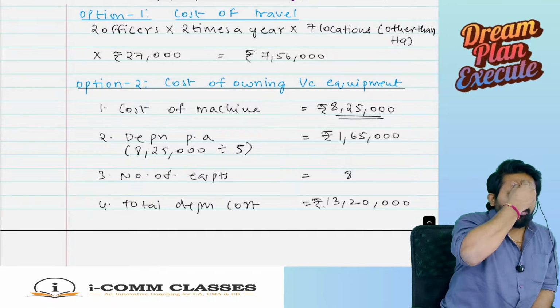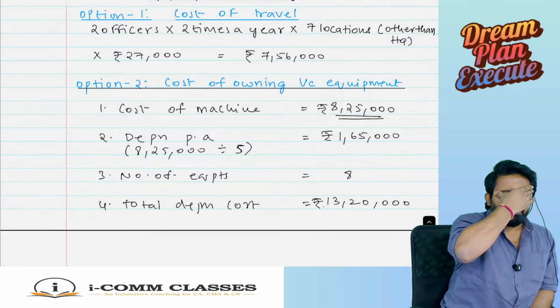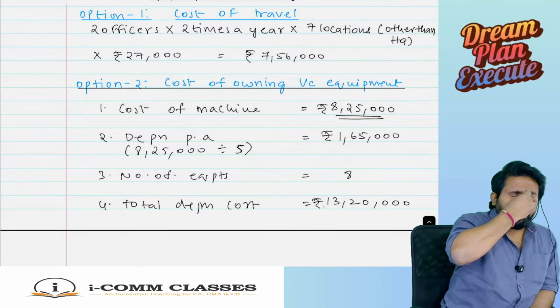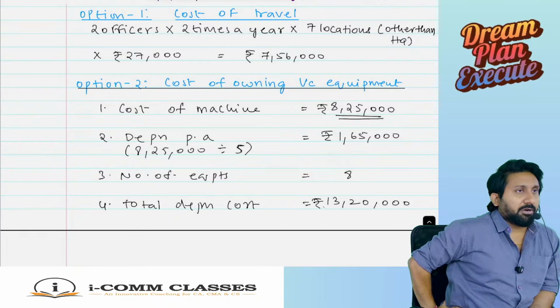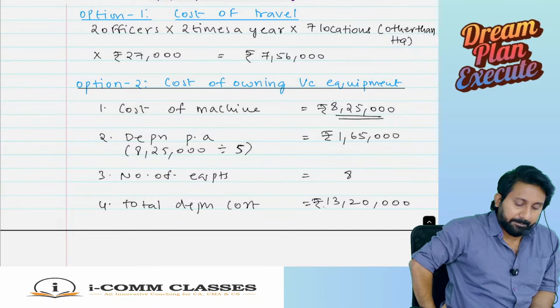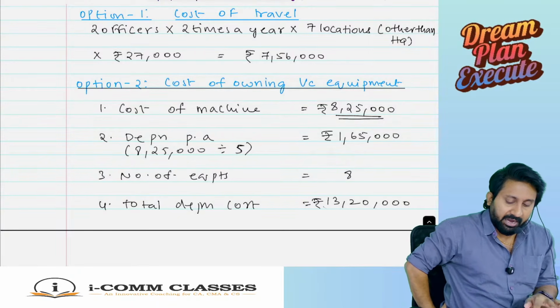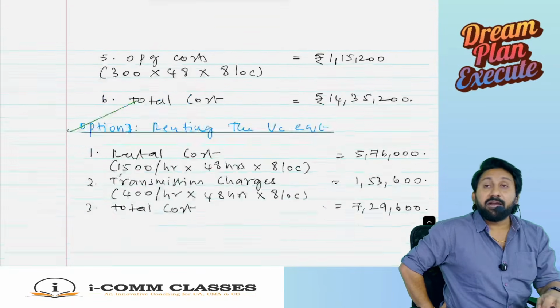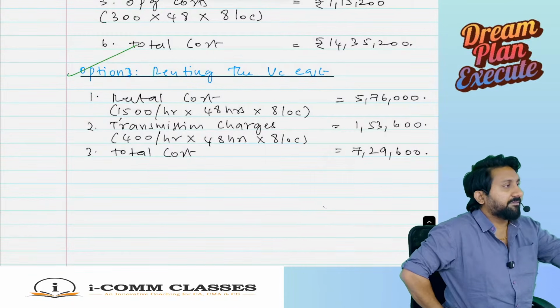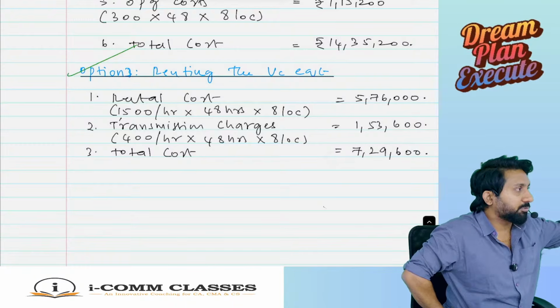Listen, how many options they have given? First option, what cost? Travel cost. Very good. Second one, depreciation and transmission cost. Third one, rental cost and transmission cost. These are the various types of cost we have analyzed over 3 options.